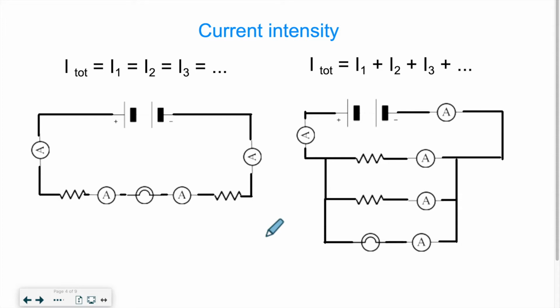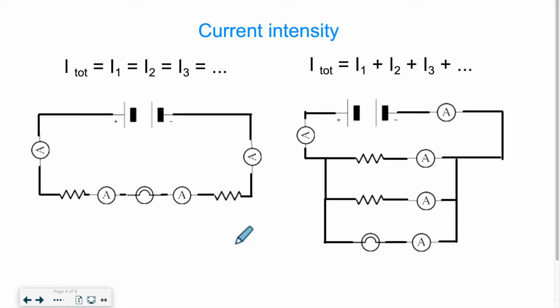So on the left-hand side, we have a series circuit. We recognize it because there is only one pathway. And on the right-hand side, we have a parallel circuit. And we know this because there are several pathways. So let's take a look at the series circuit first.